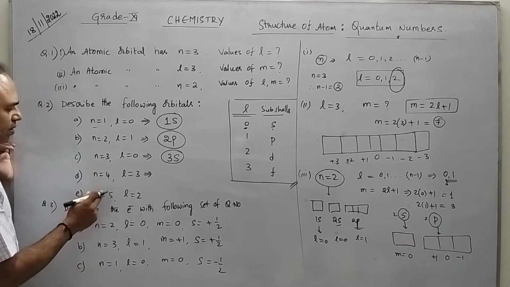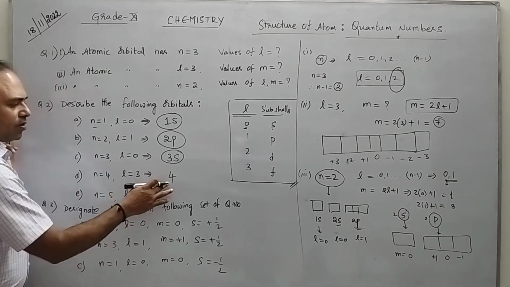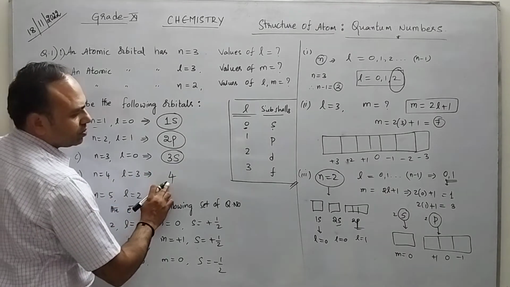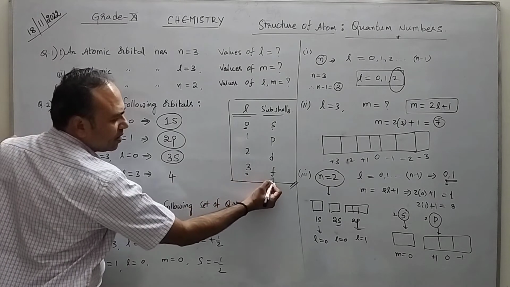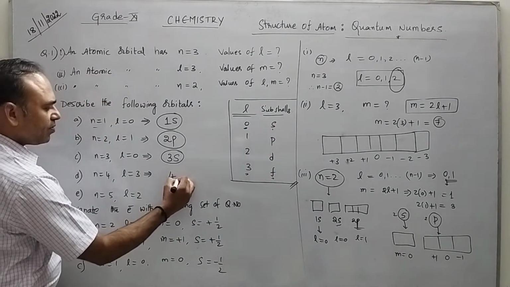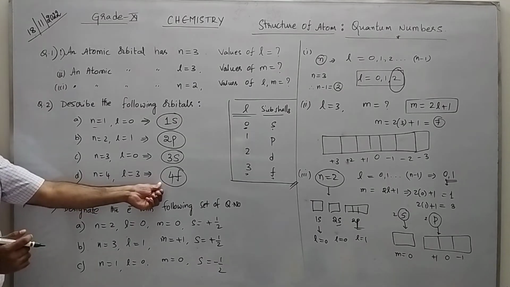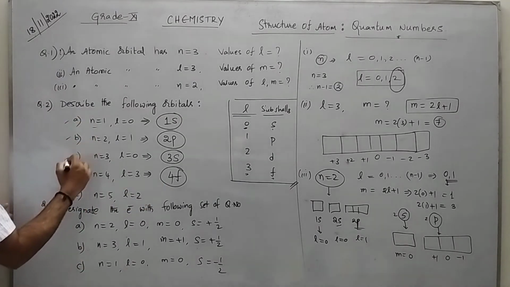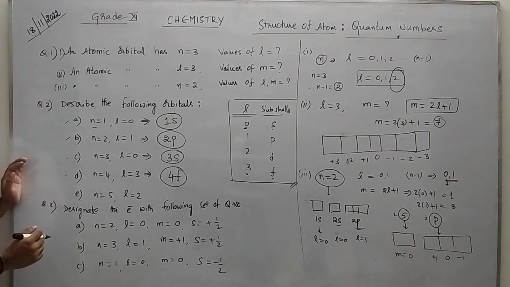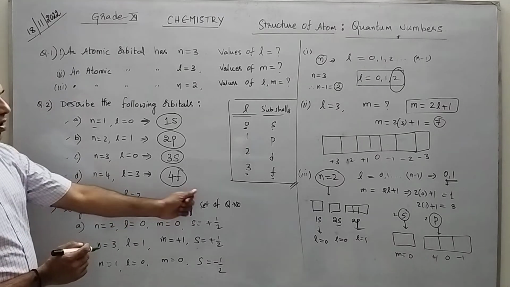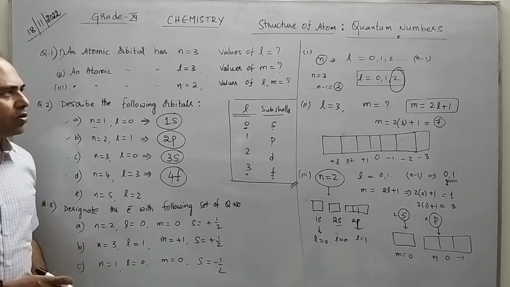Now the last one. The principal quantum number n is 4, and if L is 3 it means the subshell will be f, hence we can write f. So finally you can write it as the 4f orbital. So this is the solution for the second question. Now the last one: designate the electrons with the following set of quantum numbers. Now let us see the solution.